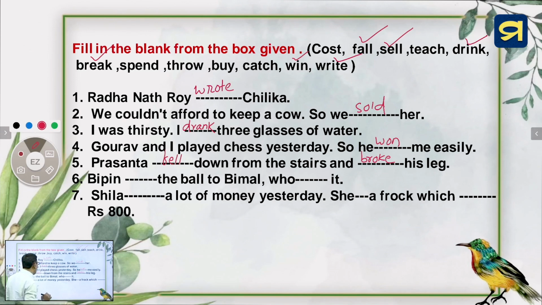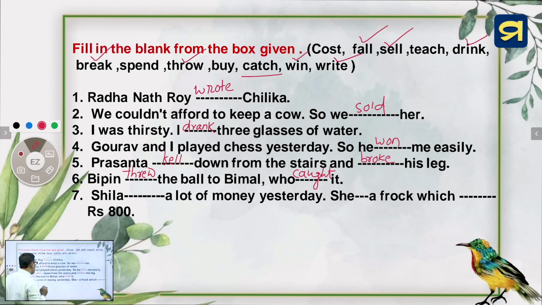Bipin threw the ball to Bimal. Which is the right verb here? Throw. What is the second form of throw? Threw. T-H-R-E-W. He threw the ball to Bimal, who caught it. What is the second form of catch? Caught. C-A-U-G-H-T. Caught it.